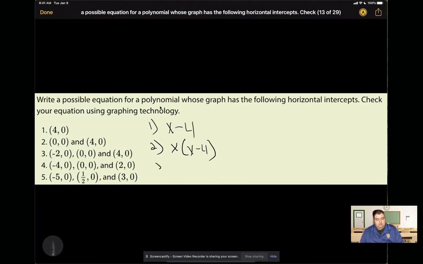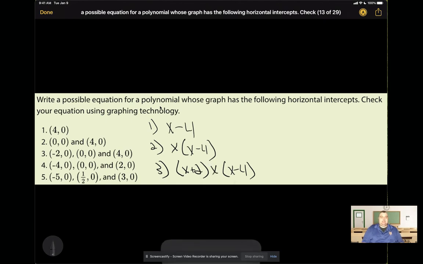Okay. Number 3. Now I have 3 x-intercepts. I have -2, 0, and 4. For -2, my factor is going to be x plus 2. Remember, switch the signs. For 0, my factor is going to be x. And for 4, my factor is going to be x minus 4. So x plus 2 times x minus 4.